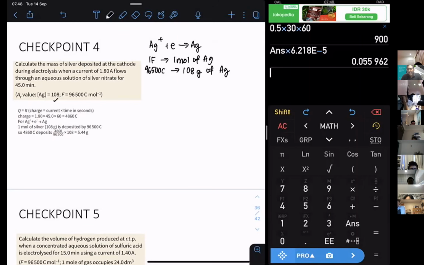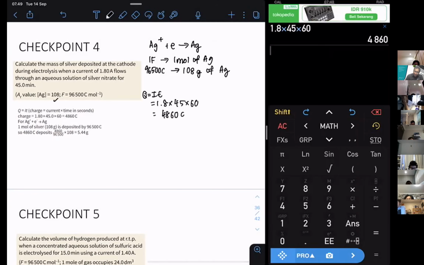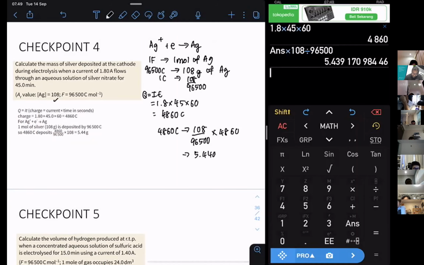But I don't use this charge. I end up using Q equals to IT, which is going to be 1.8 times 45 times 60 in seconds. So I need to calculate that, 1.8 times 45 times 60. So I get 4860 coulombs. If I want 1 coulomb, it's going to be 108 divided by 96500. So if I want 4860 coulombs, it's going to be 108 divided by 96500 times 4860. So I just need to multiply this, 108 divided by 96500, and I will get 5.44 grams of silver.